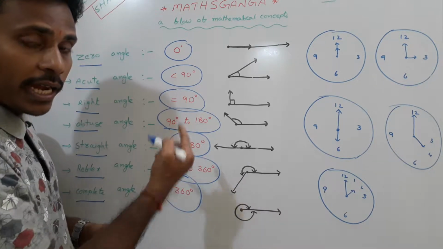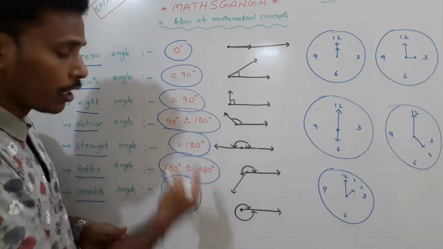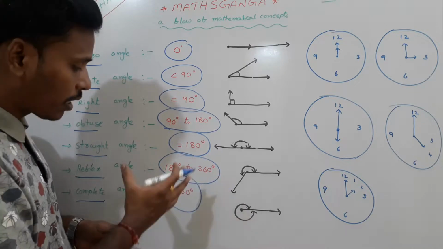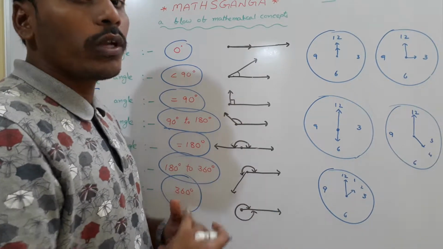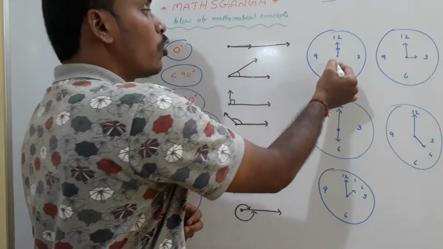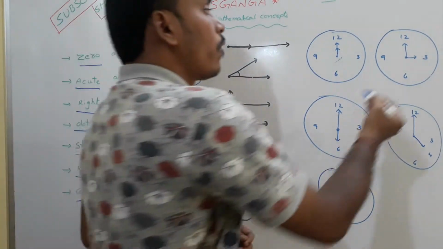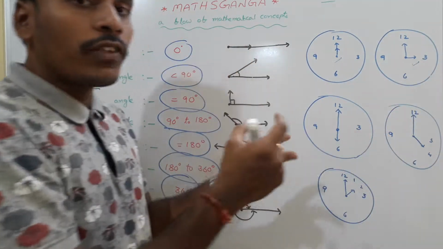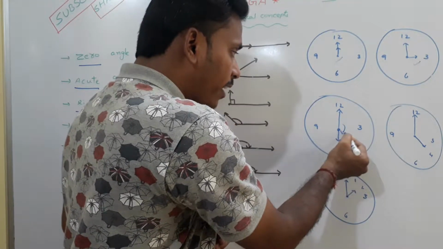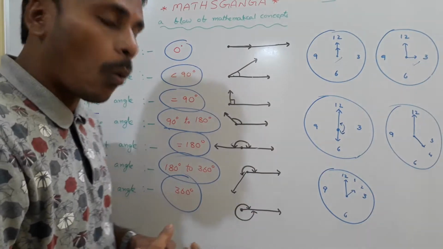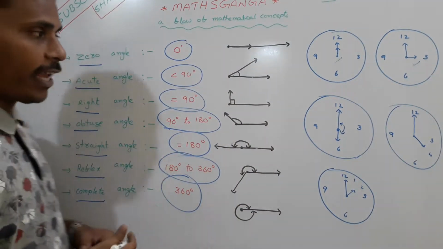Complete angle, it indicates one complete rotation. So a complete rotation is nothing but complete angle whose measurement is 360 degrees. Usually in clocks, zero angle is observed at 12 o'clock, and if you observe at 3 o'clock, the angle between the two hands is 90 degrees, and at 6 o'clock, the angle between the two hands of the clock is 180 degrees, nothing but straight angle.